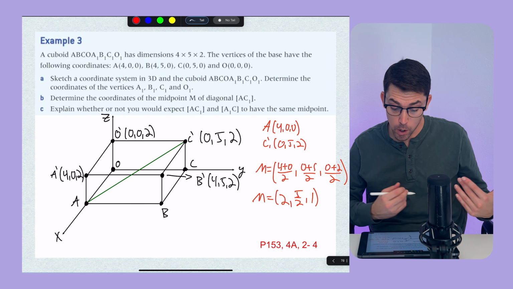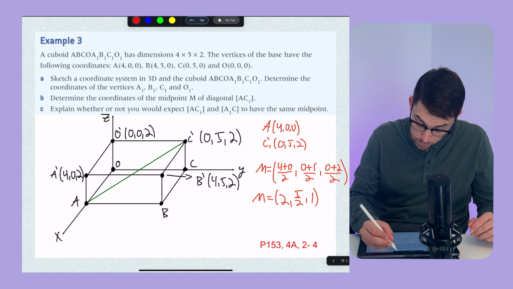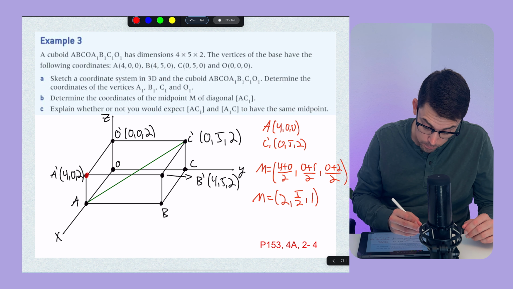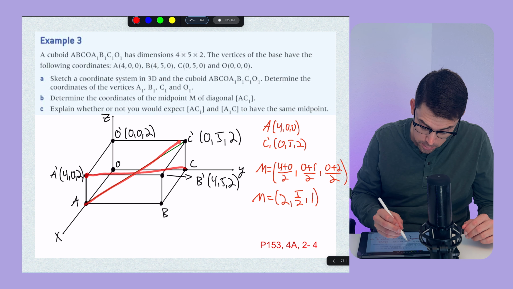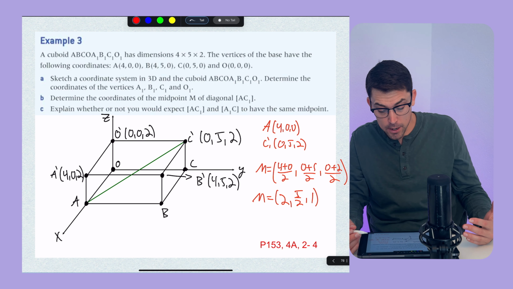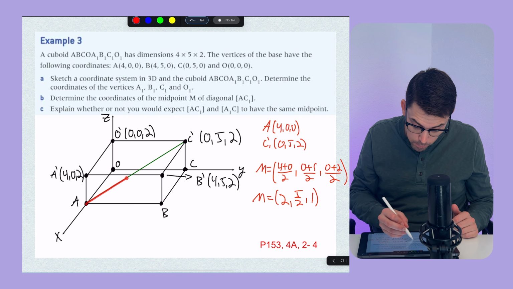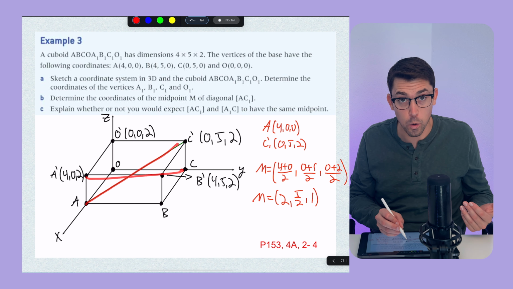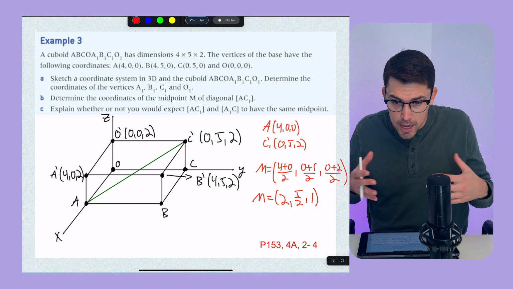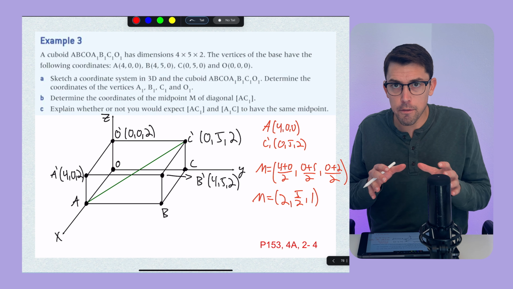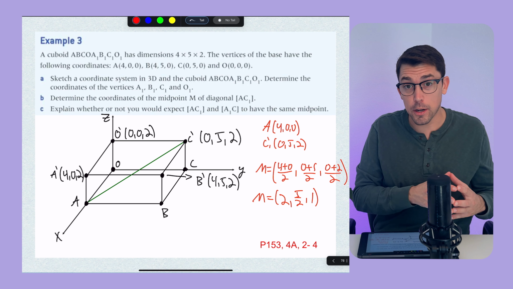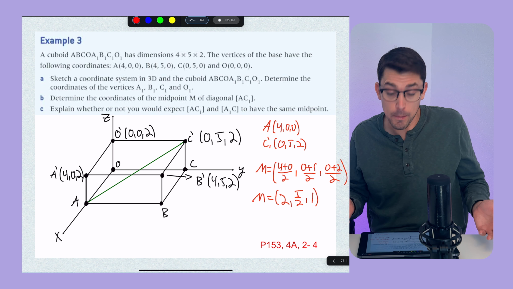So part C is asking us to explain whether or not you would expect AC1 or AC prime, which is what we just did, to have the same midpoint as A1 or A prime down to C. So would these 2 diagonals have the same midpoint? And the answer is, well, yes, because these are just diagonals in a box. You can mathematically do this by plugging the coordinates into the midpoint formula and solving. And if you also realize a little property from geometry, the intersection point of 2 diagonals of a rectangle is really just going to divide each of those diagonals in half. So by a property of geometry, we can just say that yes, they are going to have the same midpoint, or at least they should.